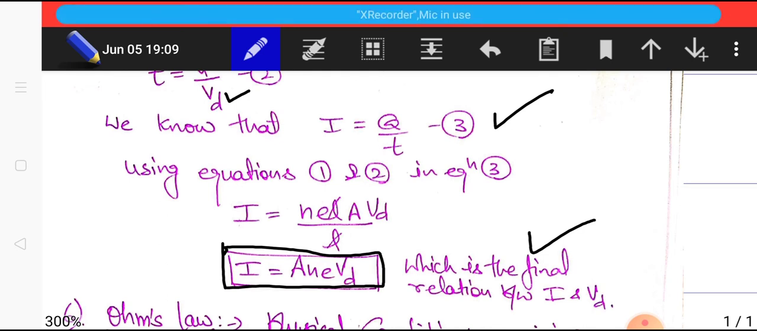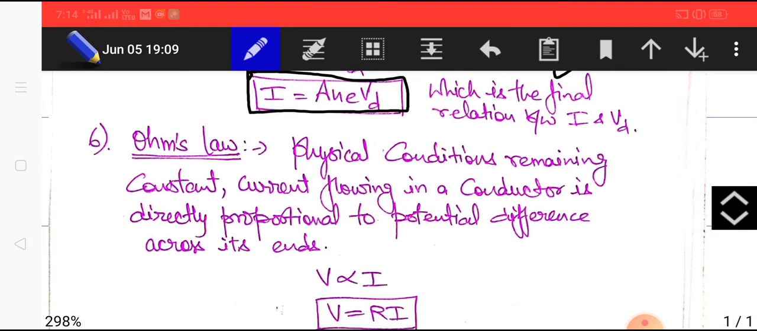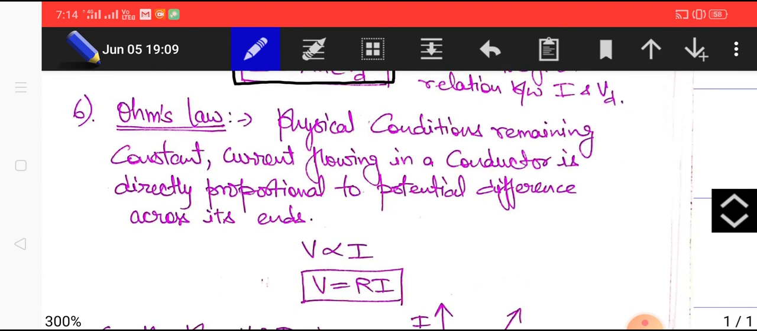So please pay more attention and revise it properly by writing. The next is Ohm's law, which you have been studying since class 8th and you have revised it in class 10th. Here I am in class 12th again defining this for you.